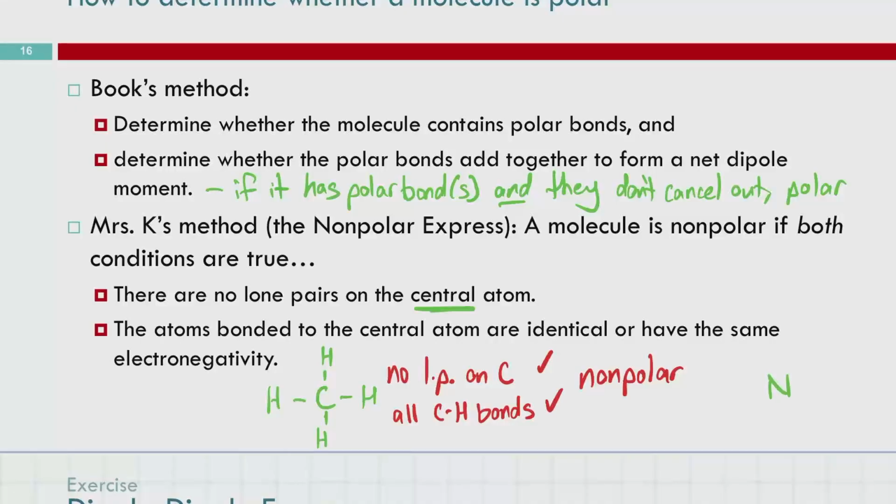Something like ammonia, on the other hand, has a lone pair on nitrogen, which is our central atom. This would be polar. We would also want to check the NH bond is polar. Since it has 4 groups on it, it would have a tetrahedral electron geometry. One of those is a lone pair. So then we've got 3 groups left. It'll be a trigonal pyramidal geometry.